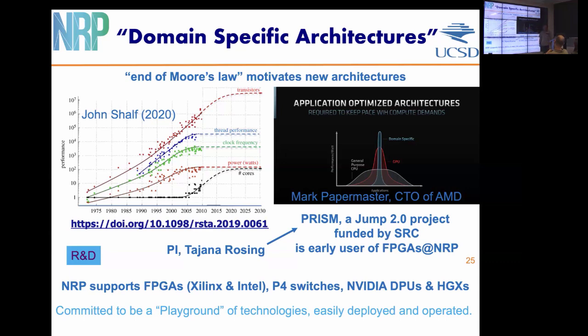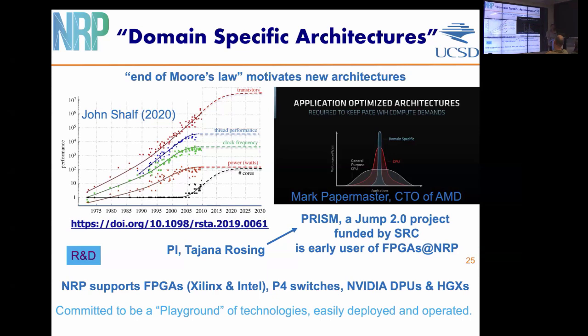And in the future, Mark Papermaster, the CTO of AMD, is claiming it's domain-specific architectures. Domain-specific architecture for me means FPGAs, ASICs, and so on. This is a very, very narrow application space, but the best possible performance you can get given the amount of silicon that you have. And I believe that this is the solution at some level.